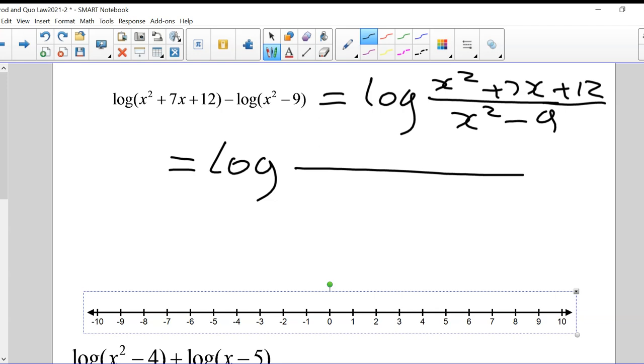Can anybody tell me how to factor the top, please? I need some help with factoring the top. How do I factor the top of that expression? X squared plus 7x plus 12. What is that, folks? Help me out here. Hello, where is everybody? x plus 3, x plus 4. Good.